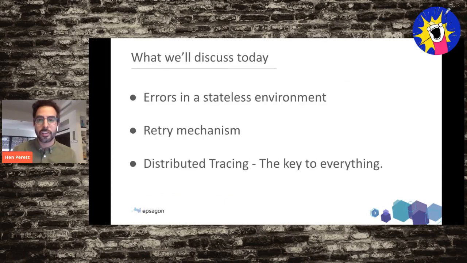So today we're going to discuss errors in the stateless environment. We're going to focus on retry mechanisms and try to share how to implement distributed tracing. Distributed tracing, for me, is just the key to gaining full observability into distributed systems.